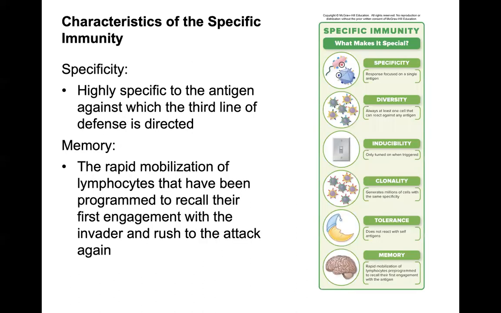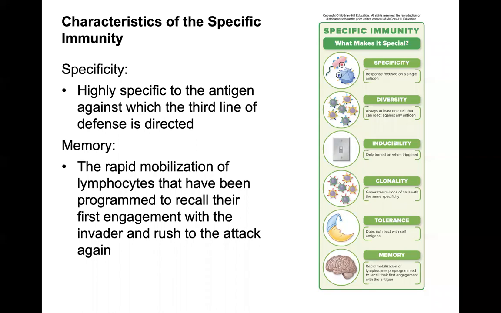So let's look at some of the characteristics of specific immunity. Specificity: highly specific to the antigen against which the third line of defense is directed. The other nice thing is that you have memory. This memory is the ability to rapidly mobilize lymphocytes that have been programmed to recall their first engagement with the invader and rush to attack again.